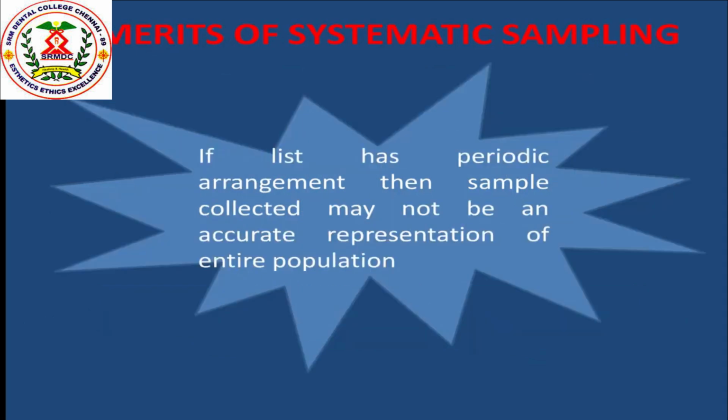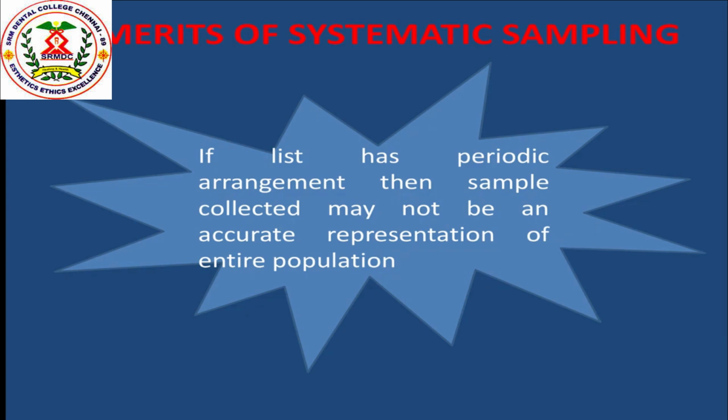Coming on to the demerits. Here, if the list has periodic arrangements, then the sample selected may not be an accurate representative of the entire population. What does this mean? For example, you are doing a study among smokers. Now, according to the Fagerström nicotine dependence scale, you divide them as low dependent, moderate dependent, high dependent and very high dependent.